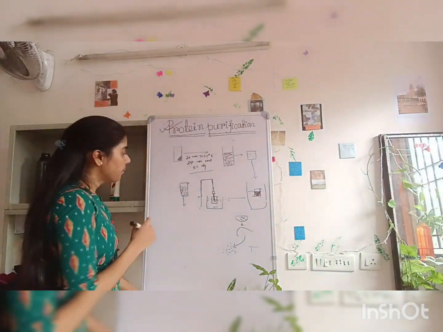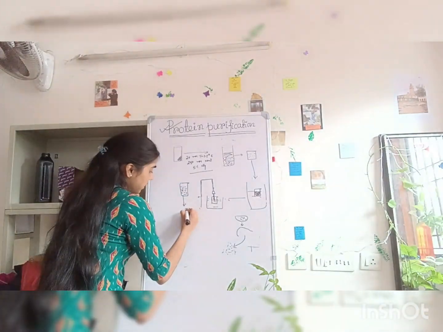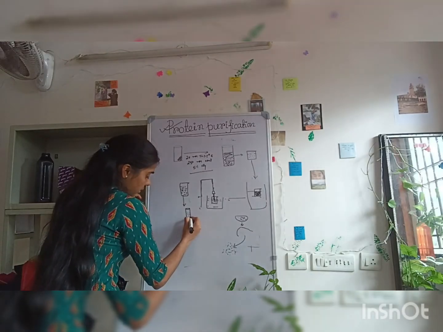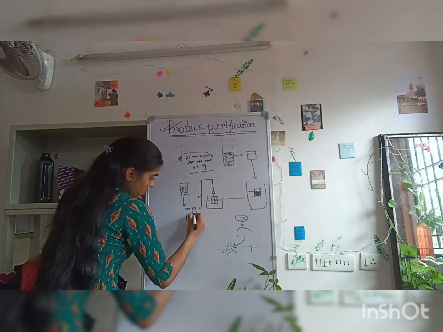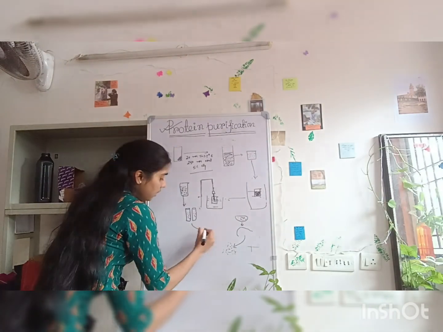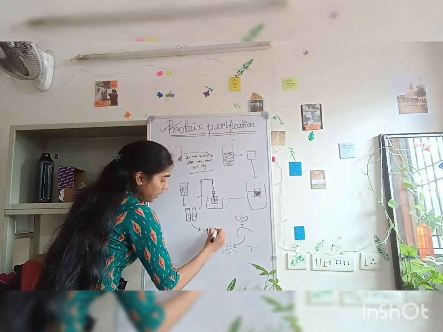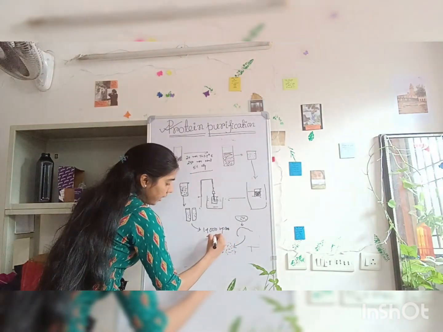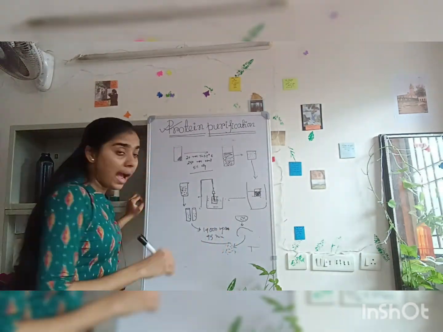Now we will put this solution inside tubes called Oakridge tubes. It is called an Oakridge tube. It will look like this. These are the tubes, and we will centrifuge them at what RPM? At 40,000 RPM for 45 minutes. It's a very high RPM.